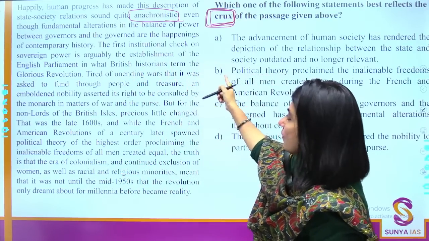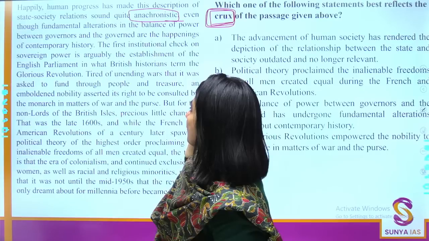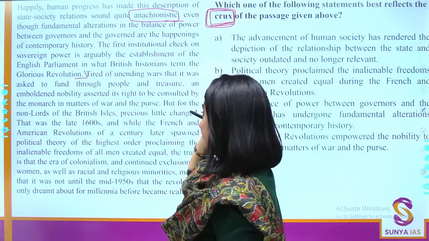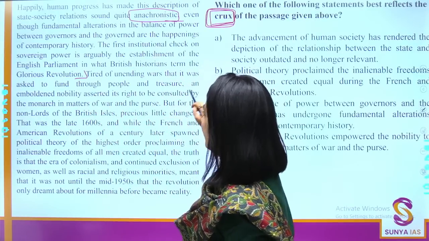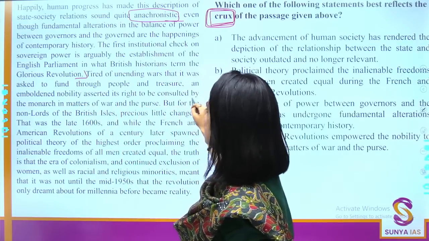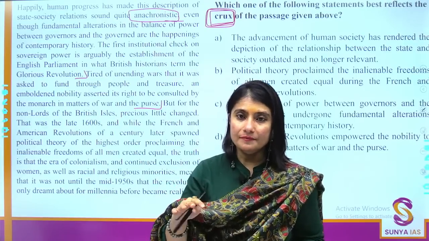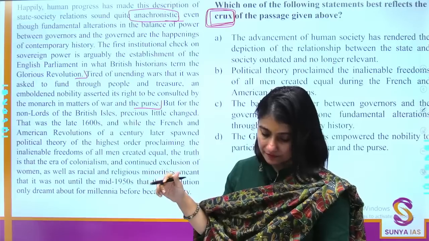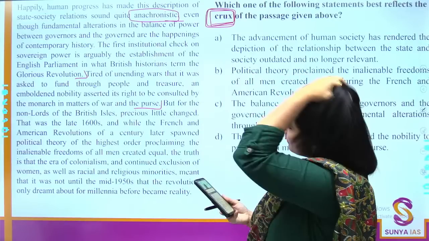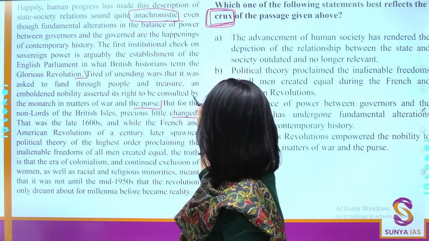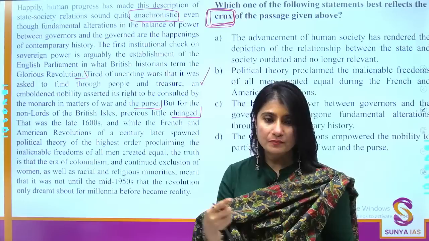The first institutional check on sovereign power is arguably the establishment of the English Parliament in what British historians term the Glorious Revolution. Tired of unending wars that it was asked to fund through people and treasure, an embodied nobility asserted its right to be consulted by the monarch in matters of war and the purse. So we're trying to talk about a balance of power between the commoners and the people who hold power. And the example here is of the British monarchy. But for the non-lords of the British Isles, precious little changed. So it is saying that even this Glorious Revolution did not make any change in the lives of common people like you and me.